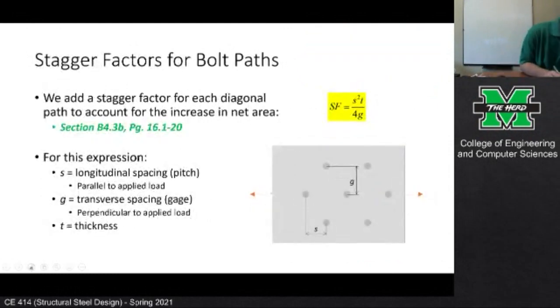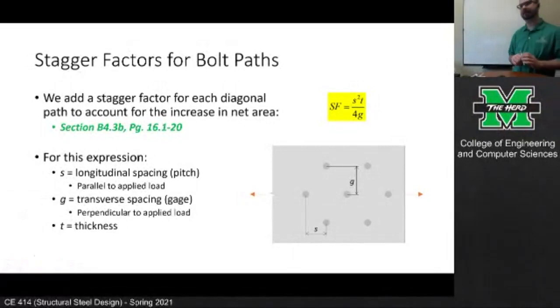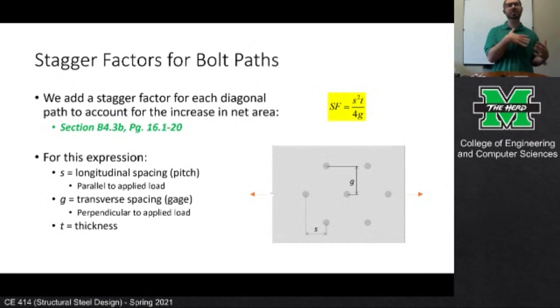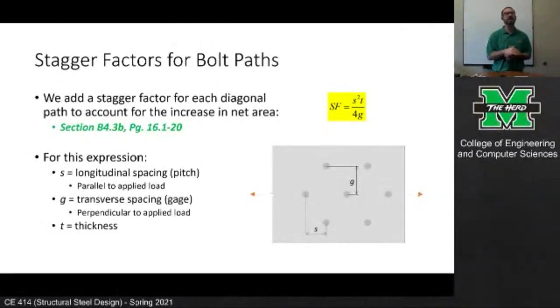Now, I want to be clear, failure along a staggered path is actually pretty complicated from a mechanics standpoint. In order to determine the stresses and the areas, your failure path is diagonal, and you also have bolt holes there which cause stress discontinuities. You really have to roll up your sleeves to do the mechanics.